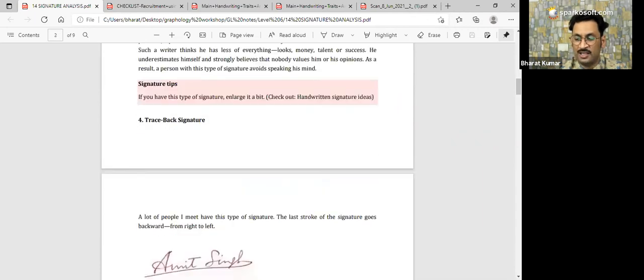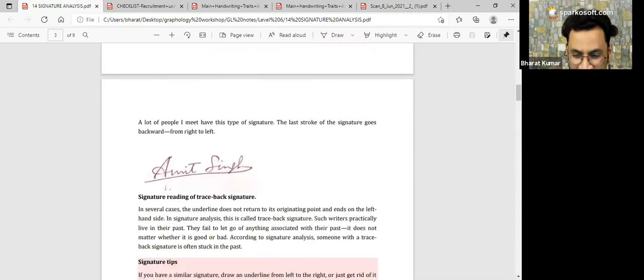Now, check this special signature. What is very special in the signature of Amit Singh, which is in front of you? Yes, Sukanya agreed. Yes, Manisha, the underline is a back line. Amit Shah is not making a line from A to Singh. Amit Shah is making a back line starting from Singh and moving backward. So if in your signature the line is moving towards the back, it is not a good sign.